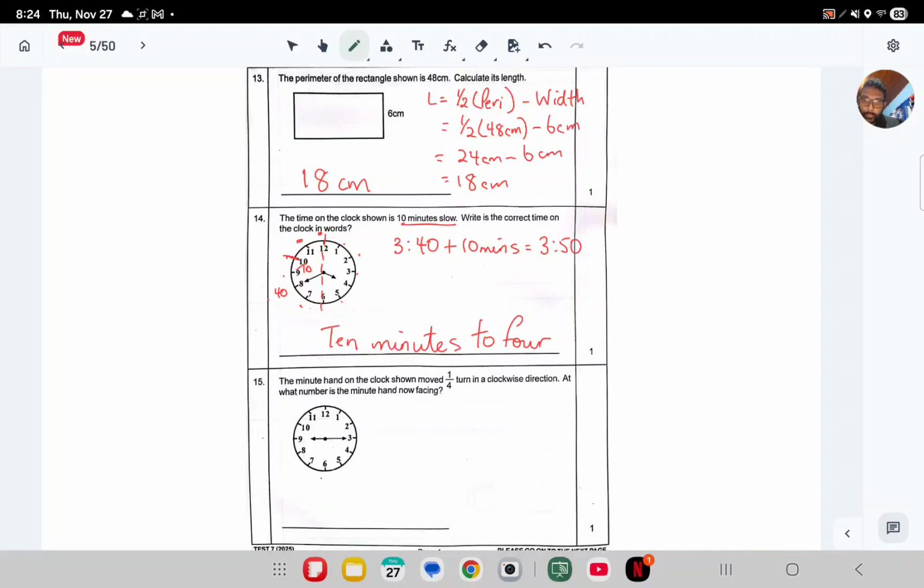The minute hand on the clock shown moved a 1/4 turn in a clockwise direction. Clockwise direction means the same direction as the face of a clock, right? That direction, clockwise. At what time is the minute hand now facing? So it's at 3. It moves 1/4 turn in a clockwise direction. So therefore, it would be pointing to the 6.